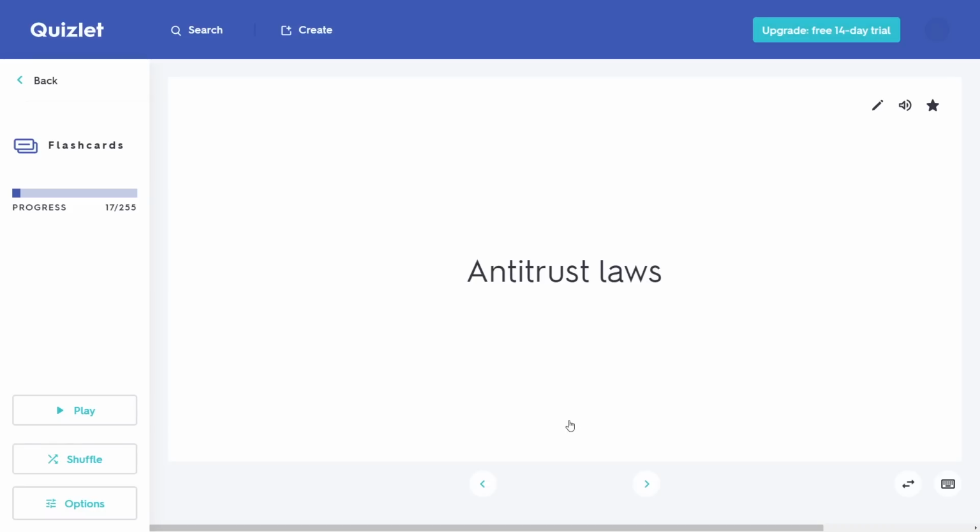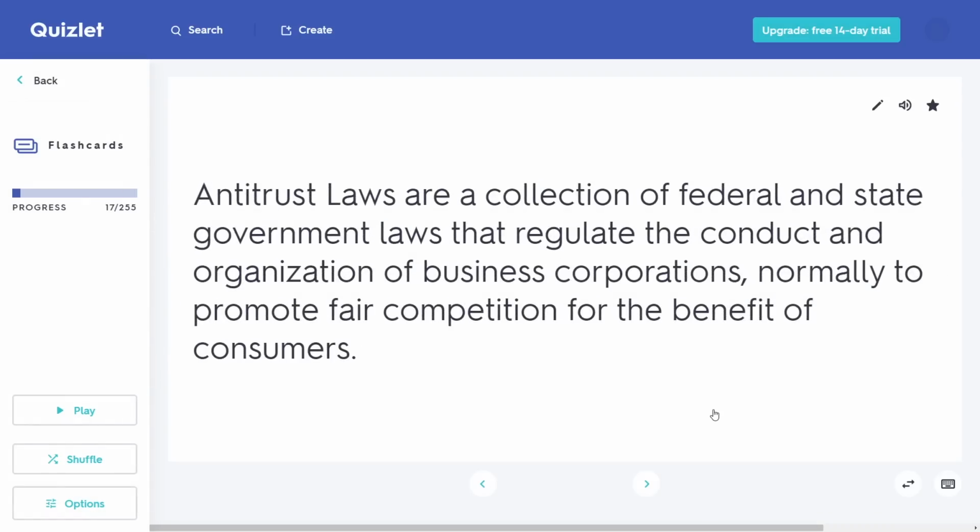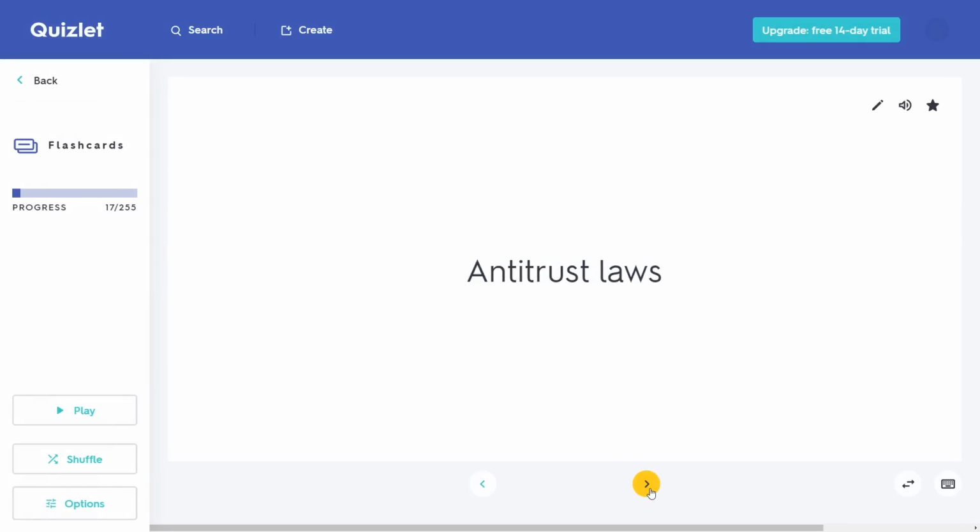Hopefully. They're super important. So, antitrust laws are a collection of federal and state government laws that regulate the conduct and organization of business corporations, normally to promote fair competition for the benefit of the consumers. So, this is a pretty straightforward definition. But for the general term antitrust laws, this is pretty much all you need to know. Antitrust laws come up all the time in real estate, and they're super important to understand. That way, you're not breaking any rules because you could get sued, you could lose your license, things like that. But yeah, that's pretty much it for the basic term antitrust laws.